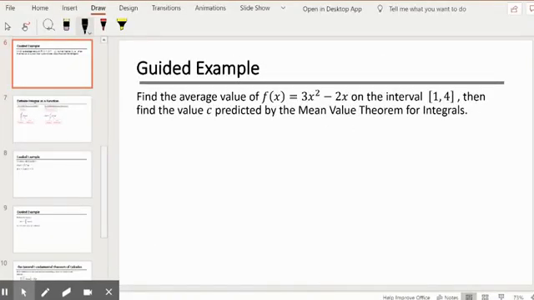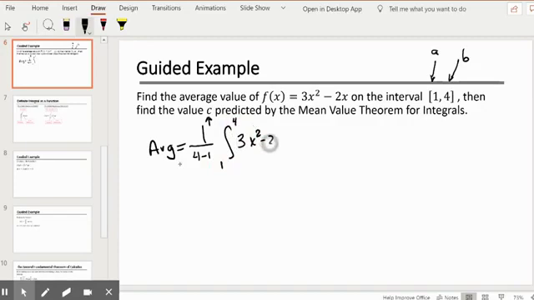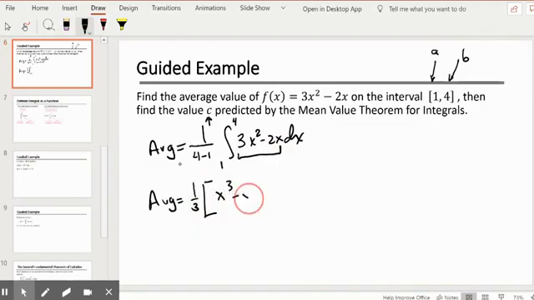So this example asks that we find the average value of the function f of x on the interval [1, 4], and then to solve for the c value predicted by the mean value theorem. So let's find the average value first. From our interval, a is equal to 1, b is equal to 4. So the average is 1 over 4 minus 1 times the definite integral from 1 to 4 of 3x squared minus 2x dx. The average value is 1/3 times the integral. The antiderivative of this function is x cubed minus x squared.